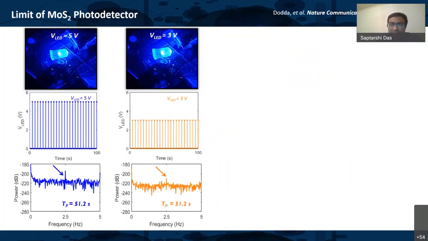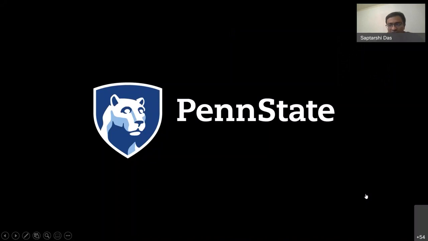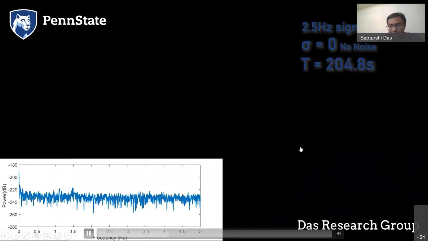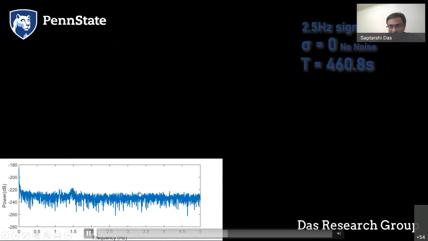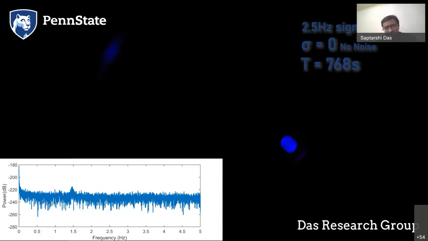We used some periodic signal on the LED, and we found that when the LED becomes very, very dim, then the sensor cannot detect the signal anymore. Here is an example. We have a very, very dim LED, which is glowing over here, which is a periodic signal. There is nothing getting detected by our MoS2 photodetector, as expected, because the signal is too weak and below the detection limit of the sensor.